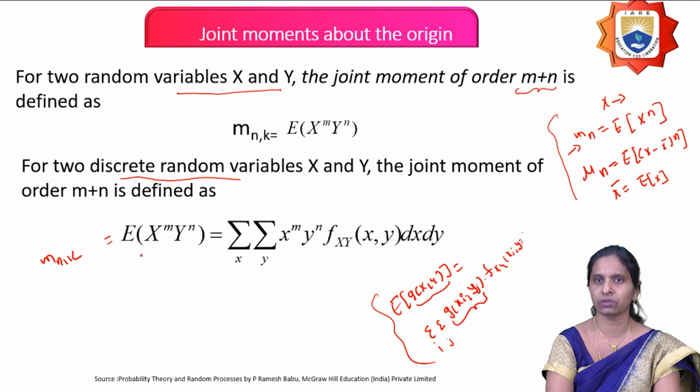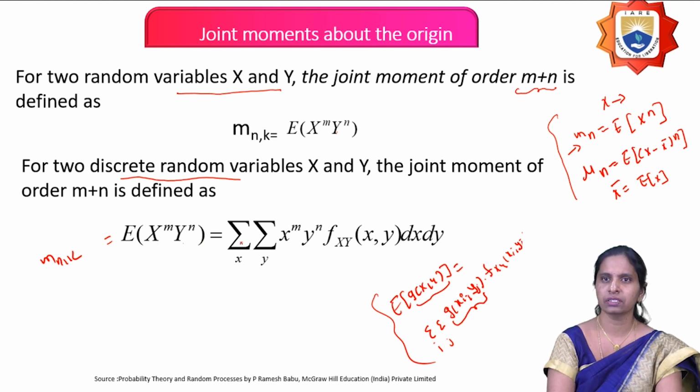Then the expectation of X power m into Y power n is equal to sigma over x, sigma over y, X power m into Y power n, fXY of x comma y. Here dx dy will not be there because there is a summation. Only for integration you will get the dx and dy. For summation you get fXY of x comma y.